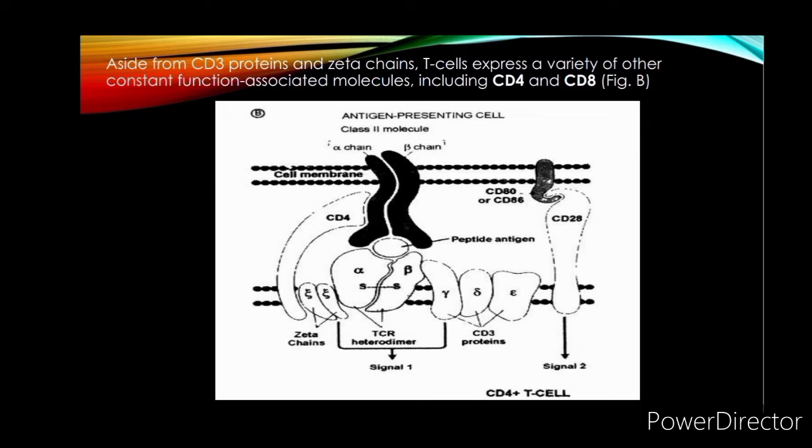Let's take note that the alpha-beta TCR heterodimer recognizes a peptide fragment of antigen bound to the MHC class II molecule. The CD4 molecule binds to a non-polymorphic portion of the class II molecule. The interaction between the TCR and the MHC-bound antigen provides signal 1 for T cell activation. Signal 2 is provided by the interaction of the CD28 molecule with the co-stimulatory molecules.